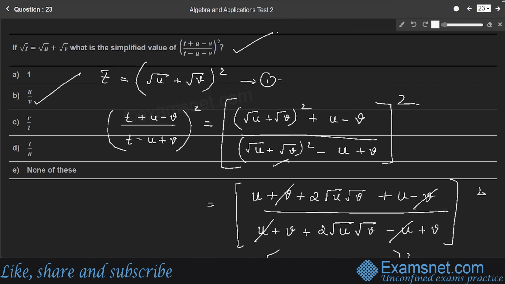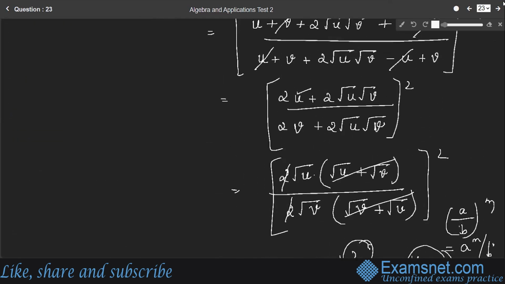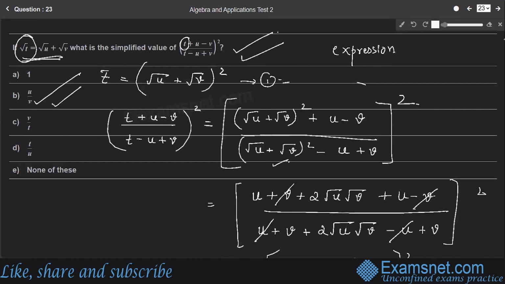So here, students, we are expressing the given expression as a function of only two variables. For that, we have to express T. Given that root T is root U plus root V, therefore its square is, T is nothing but root U plus root V the whole square. So the whole expression can be written as a function of only two variables, U and V. Easily we can find the answer. Therefore, after simplification, you will get U by V as the answer. So option B is the right answer.